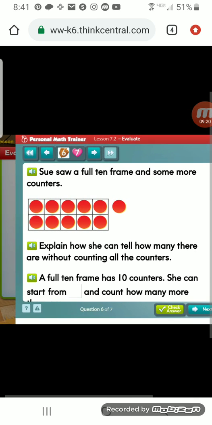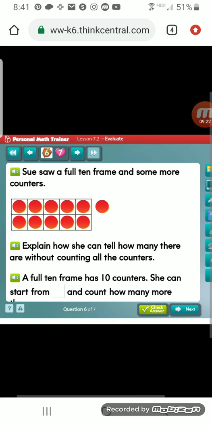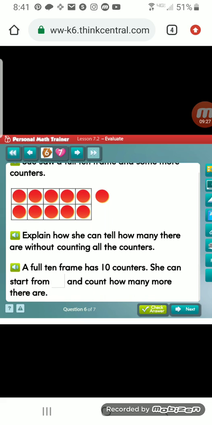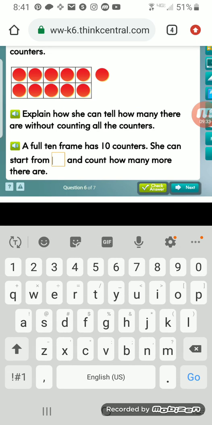Sue saw a full 10 frame and some more counters. Explain how she can tell how many there are without counting all the counters. Well, again, a full 10 frame has 10 counters, so she can start from 10 and count how many more there are. Awesome!